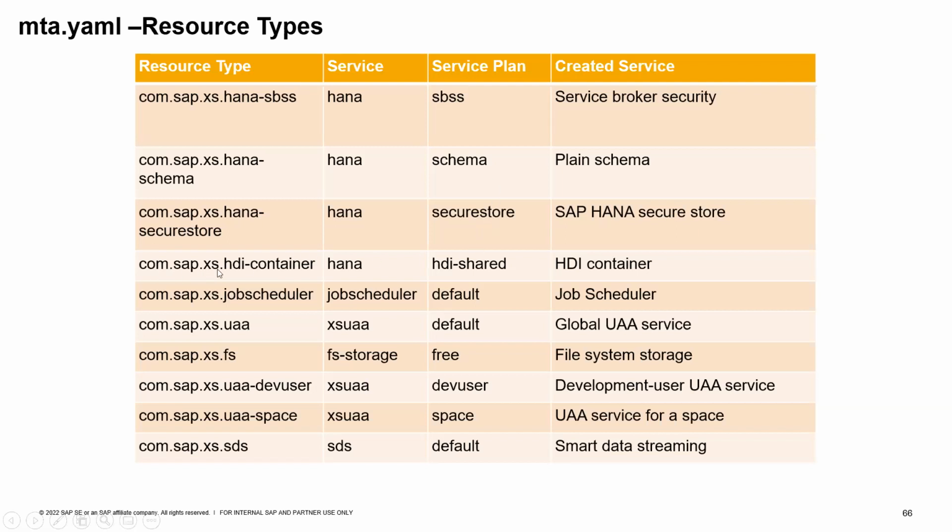What we are using is this container resource for the HDI shared service plan. We will also be looking at the access UAA service later in the course, in the third session. We also have the job scheduler service and a lot of other services which we can use, right?